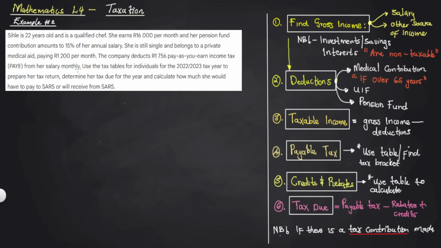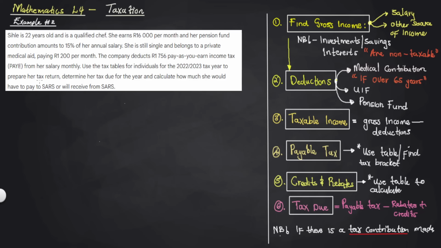We want this amount. If your company paid over what SARS requires, SARS will pay you back the outstanding balance. But if the company paid less than what SARS requires for that year, it means you should pay SARS another amount as well. But we'll get to that. Use the tax tables for individuals for this year.